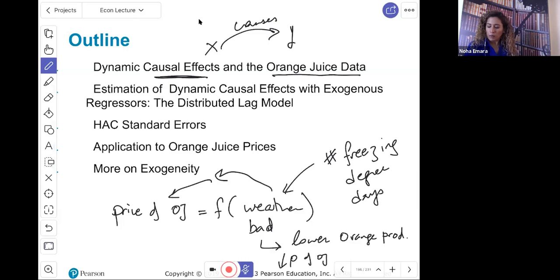And we have to have a certain benchmark. What do you mean by freezing? Is freezing 30 Fahrenheit or freezing 15 Fahrenheit and below? 30 and below, 15 and below, 20 and below. So we need to have a certain definition, right? In order to start this analysis, or in order to start counting how many freezing degree days.